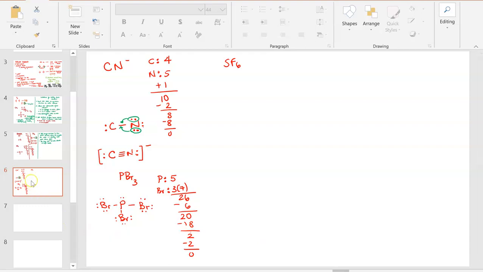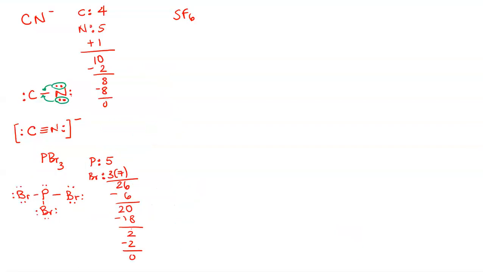Okay, guys, I'm not sure where that recording stopped, but I just realized it stopped somewhere in the middle. So let's just make sure you guys have got this covered. If you have CN minus, remember we have to put square brackets around that one, and then the negative sign goes on the outside of it.